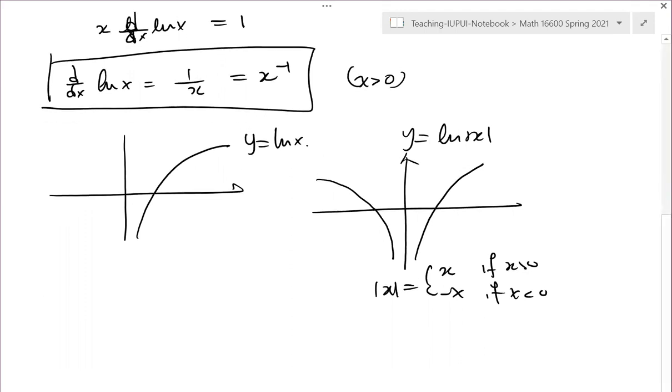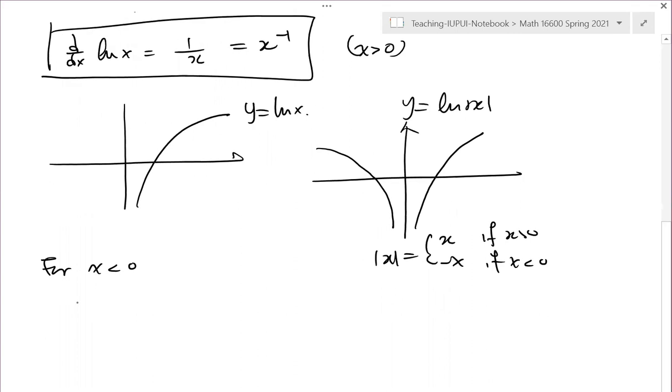So for x negative, I'm going to find the derivative of natural log of absolute value of x. I want to see what that is.